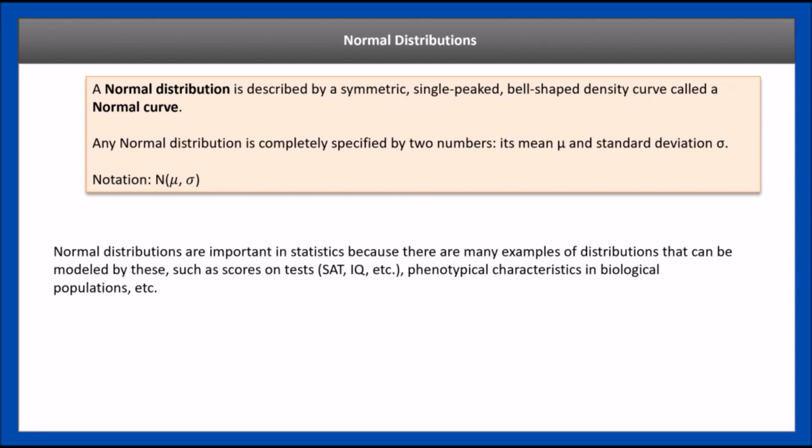Normal distributions are important because there are lots of examples where you can use them to model distributions. For example, if I'm looking at SAT scores or IQ scores, generally they tend to be clustered. They tend to be normally distributed. So if I were to graph them, they would have a normal bell-shaped curve. The reason is that most people score in a certain range, average, and then you have the extremes that score really low or really high.